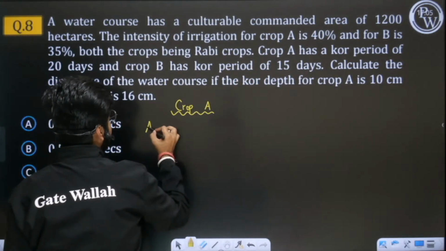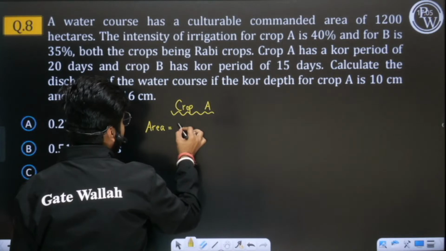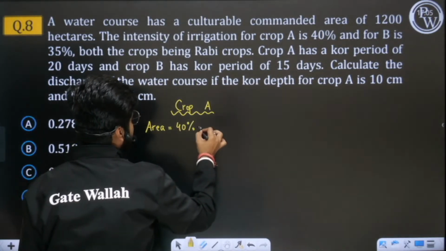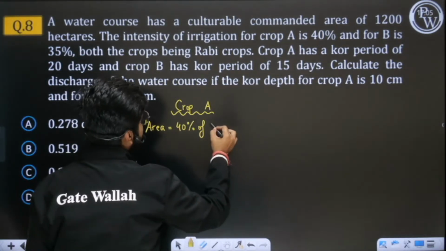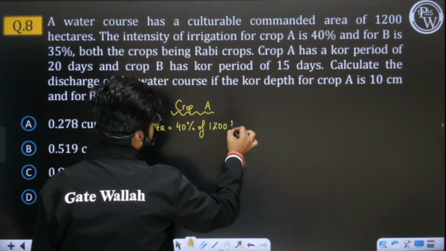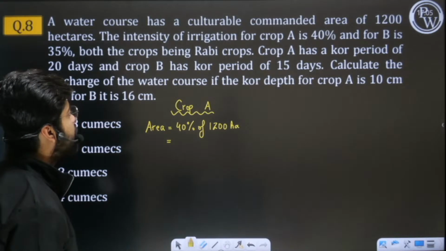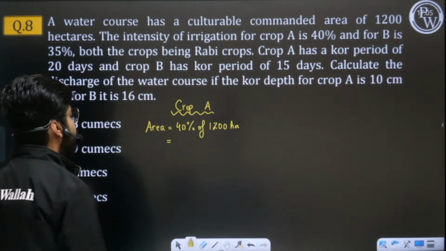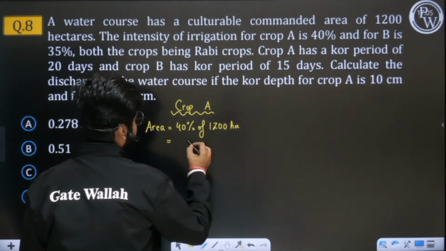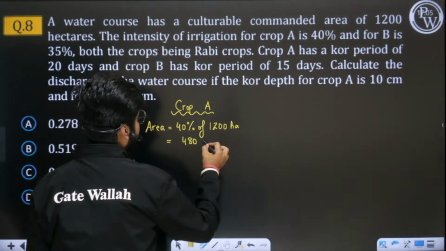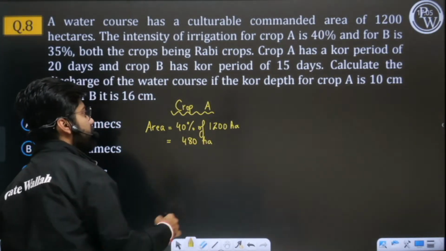and crop A is covering an area of 40% of this total area. So the area will be 40% of this total area, which is 1200. So simply find 40% of this total area. How much is it? 40% of 1200 is simply 480. You can easily evaluate 40% of 1200 hectares.